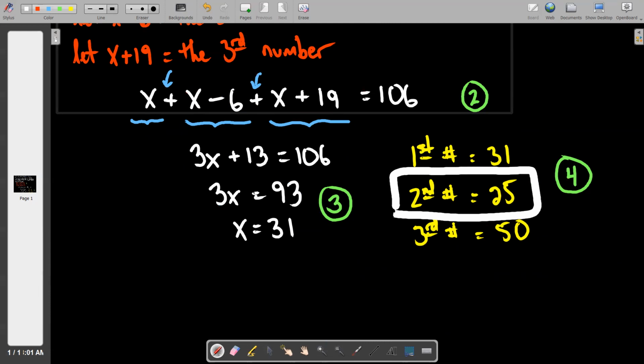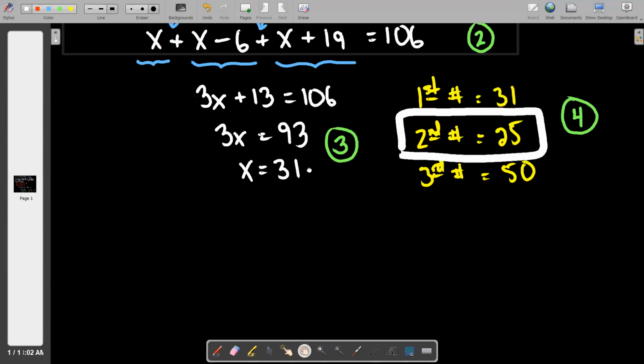Okay, one more, and this one will just have a little bit of a slightly different twist to it, and then I'll be done with you, and you can just have tons of work time after this.